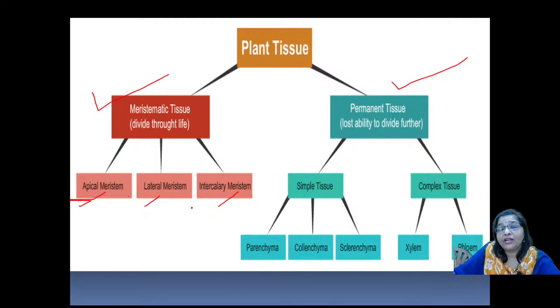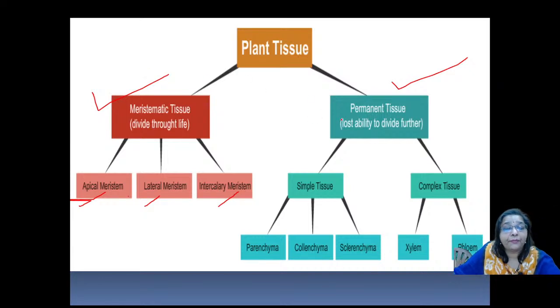are found at the base of the nodes. Nodes are the regions where leaves and branches are produced, right? So even flowers are produced at their axils, at the leaf axils, axil of the leaf. So these meristem help in the production of lateral branches, leaves. Okay, of course, they are found at the base of the nodes or just above the nodes in that particular region only. Now, these are the three different types of meristematic tissue.